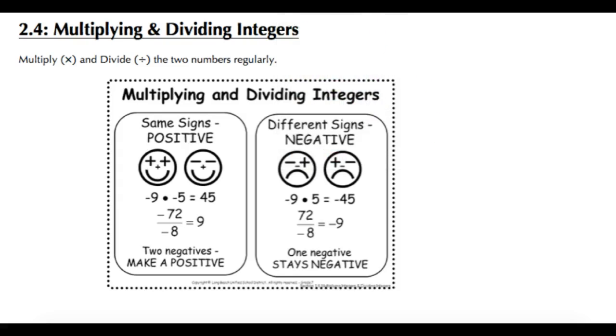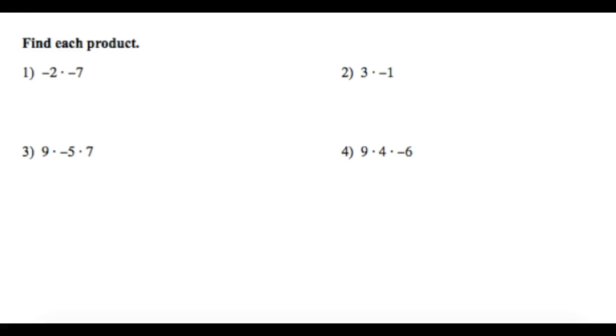Okay, so if we look at how we multiply and divide, we're going to do the multiplication and division regularly, like we always would, regardless of positives and negatives. The big thing here is if they have the same signs, the answer is positive, right? So if it's positive, positive, or negative, negative, they are both A-okay. If they have different signs, meaning a negative and a positive, or a positive and a negative, those are no bueno. So let's go through a couple of examples.